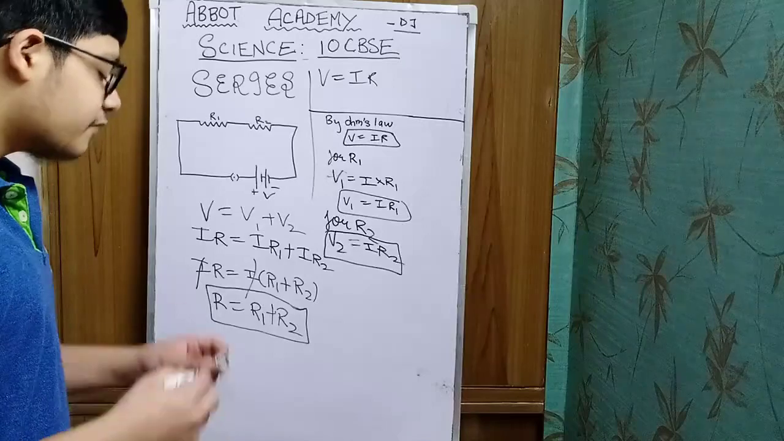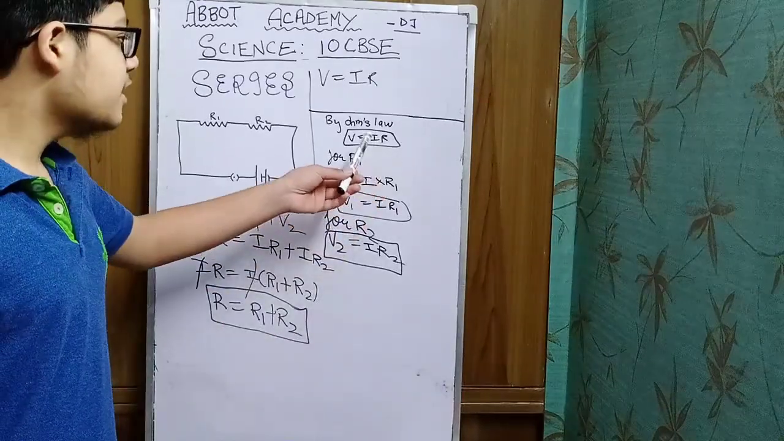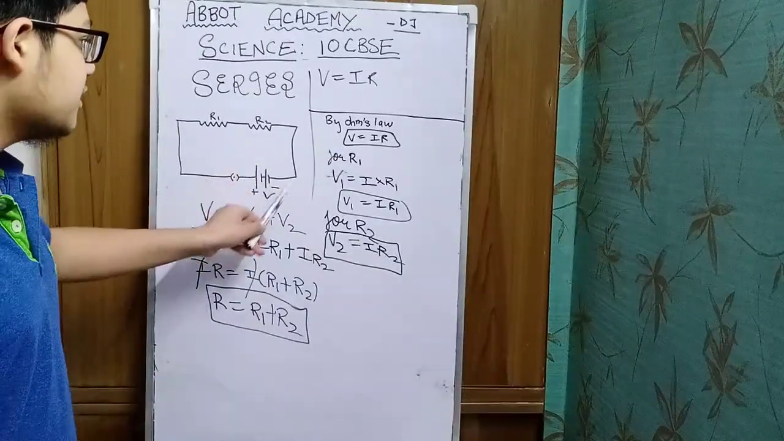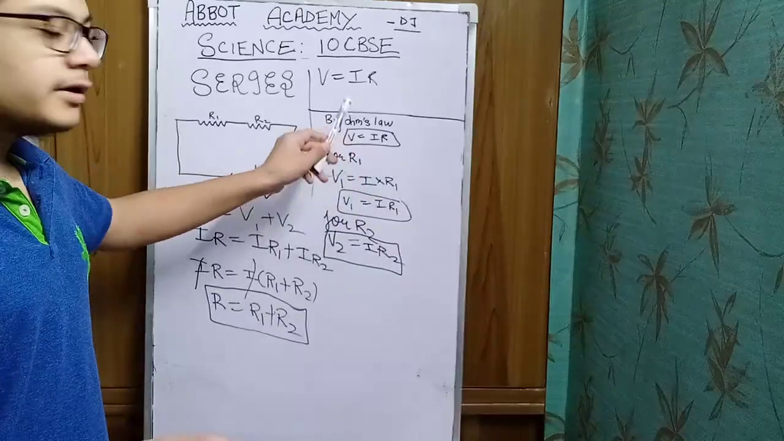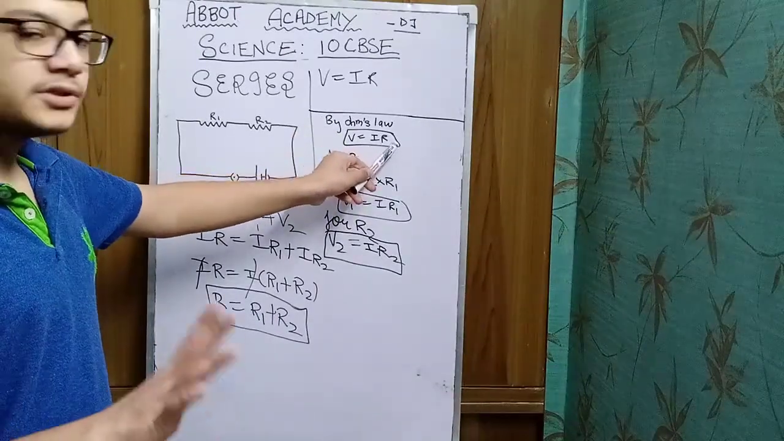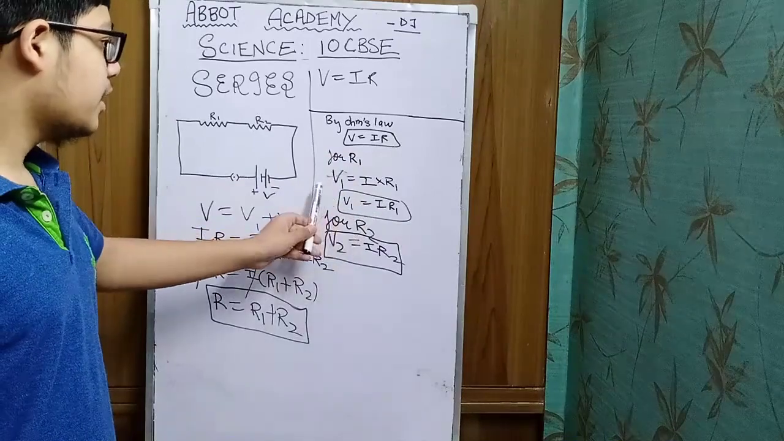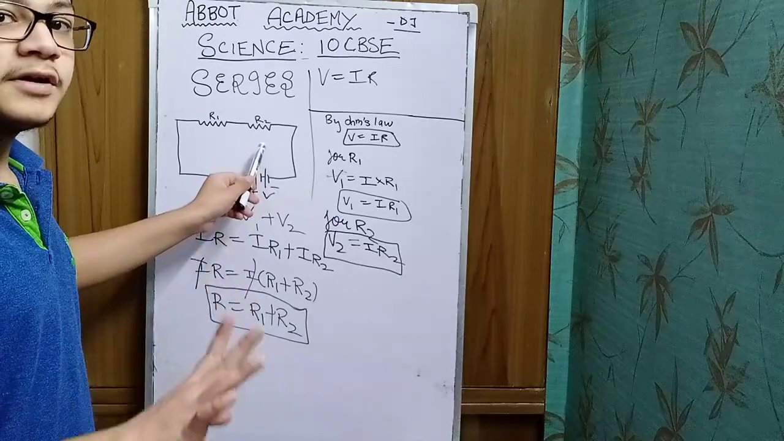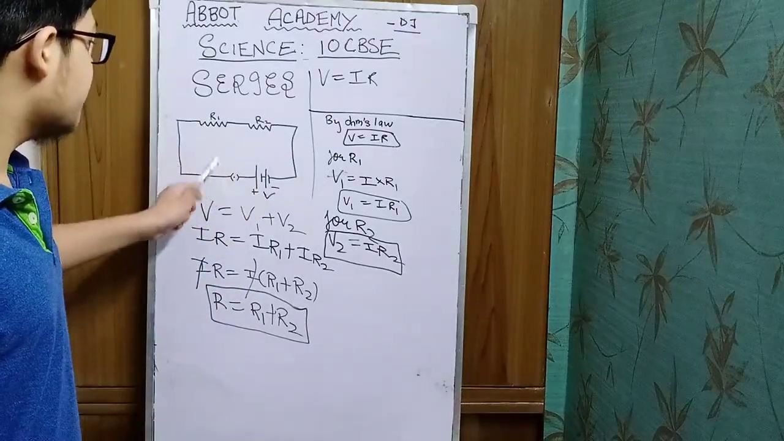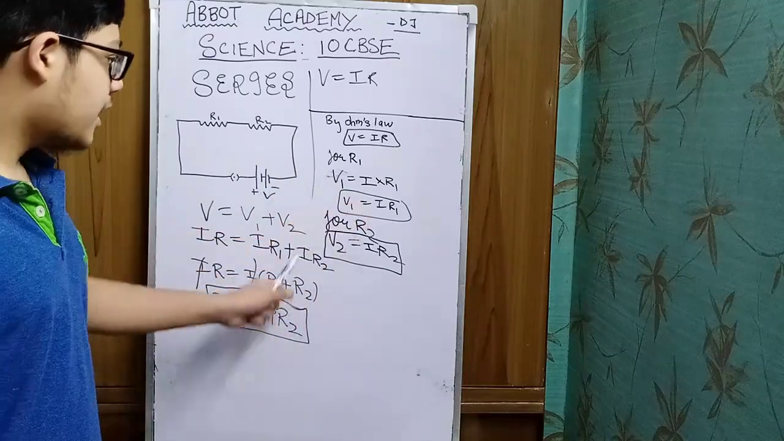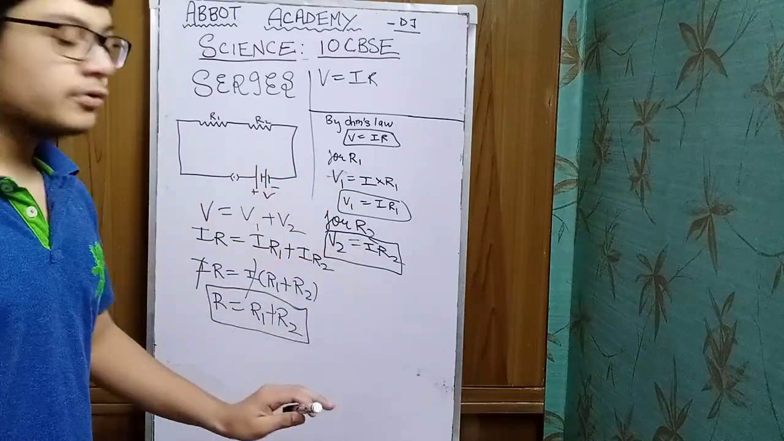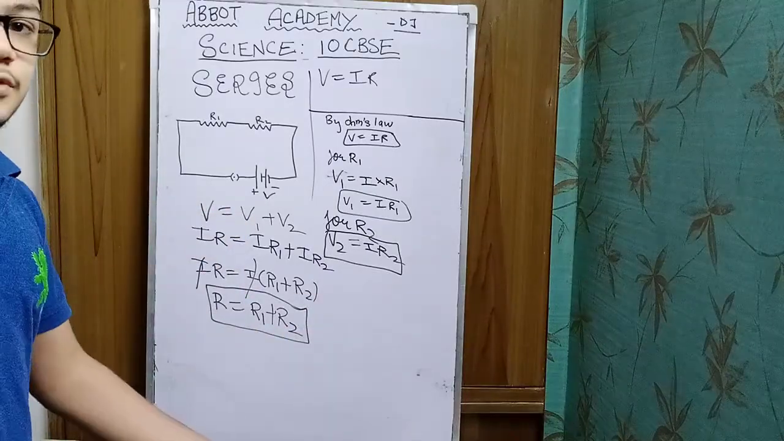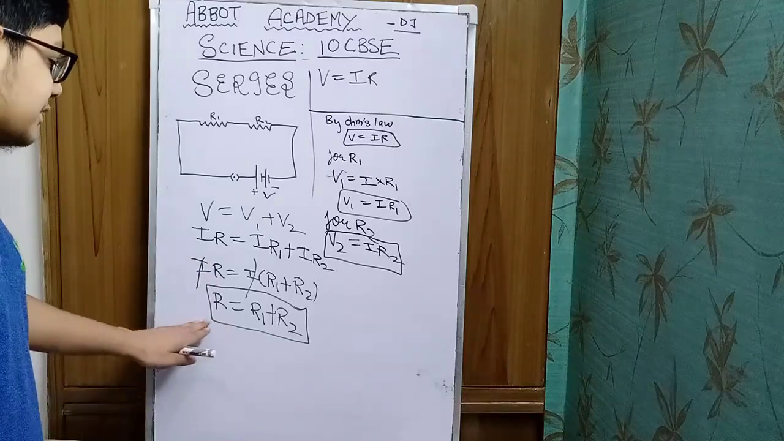Simple. What did I do? First I applied Ohm's law and found the potential difference across the whole circuit. The potential difference across the whole circuit will be V equals IR, that is the current flowing in the whole circuit into the equivalent resistance of the whole circuit. Now for R1 and R2, I told that V1 and V2 will matter because it is a series arrangement, but the current will remain the same. So for R1, V1 equals IR1, and for R2, V2 equals IR2. I just put the values in the equation V equals V1 plus V2, and I derived the formula R equals R1 plus R2.